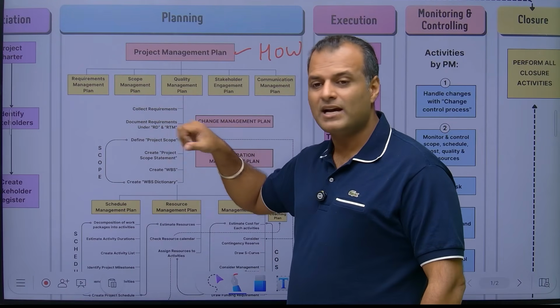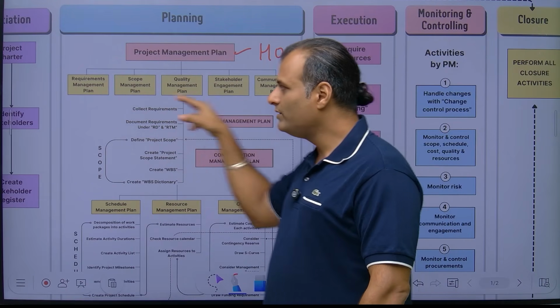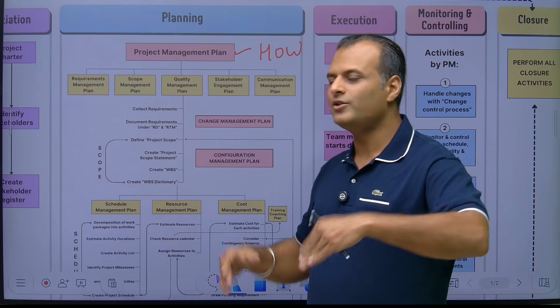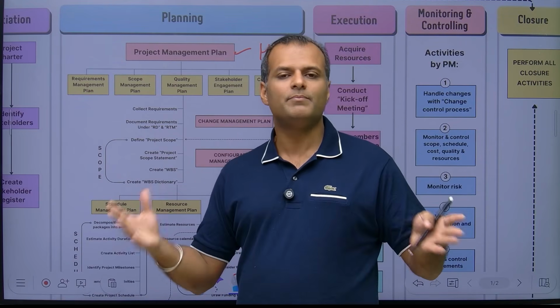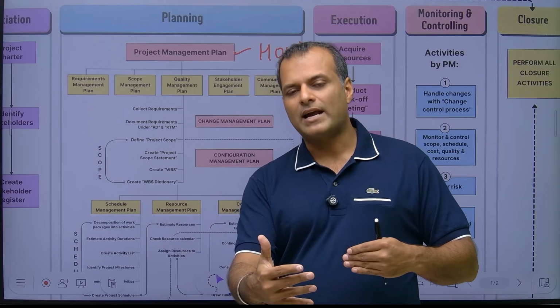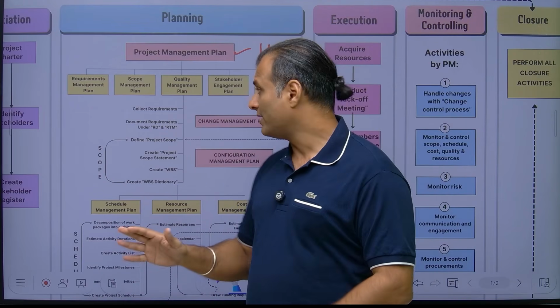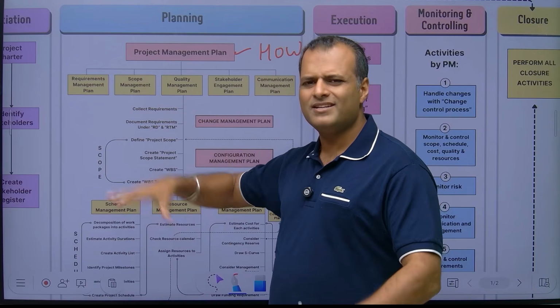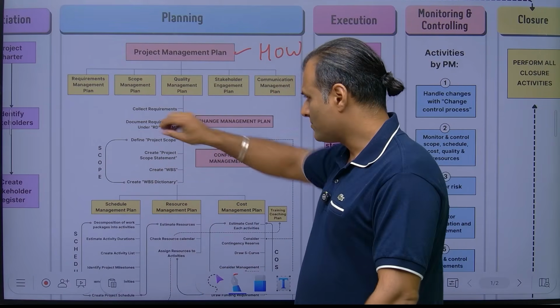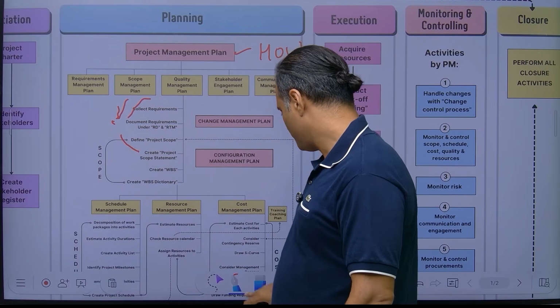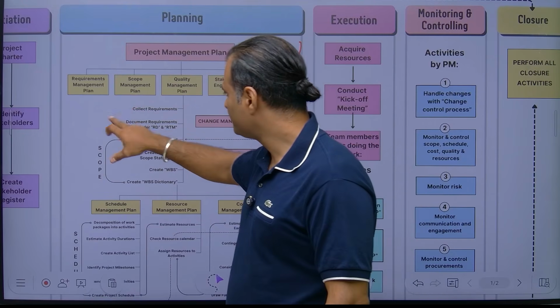Now a lot of times people ask me, do we do these things one after the other? Do we do these things in parallel to each other? It really depends. Some things you do in parallel, some things you do together. Mostly, requirements and scope are typically the first things you will work on in the project. Let me explain what I mean by that.